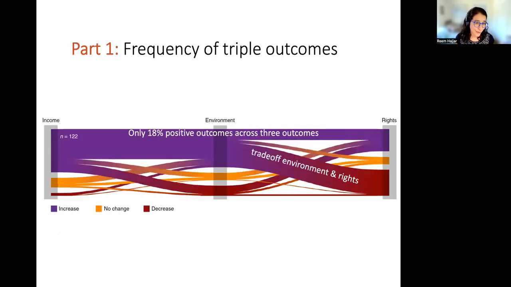So if we look at it all together, how often do we get triple positive outcomes? Well, according to our data, very few times. So 18% of our cases saw positive outcomes across the three different types of outcomes. Positive here, of course, meaning increases. And what we see is that the income and environment outcomes tend to be positive, and then you get trade-offs between environment and rights.